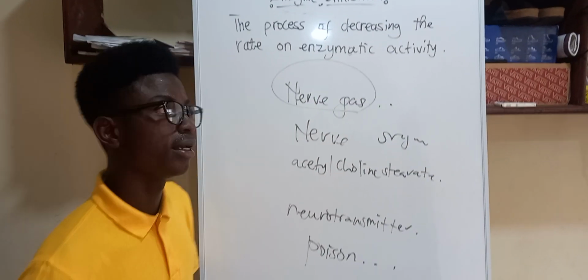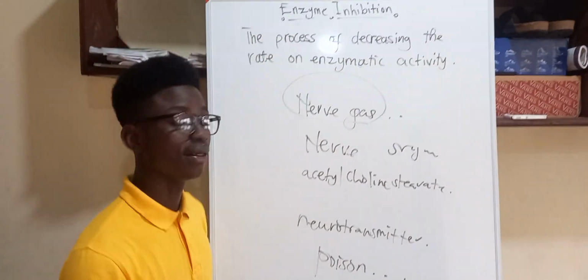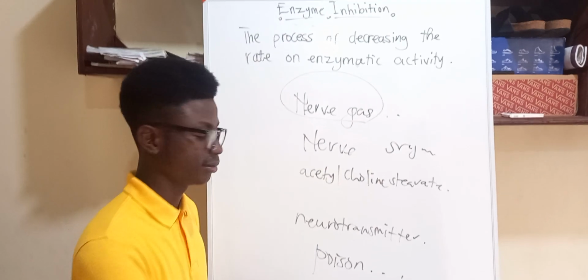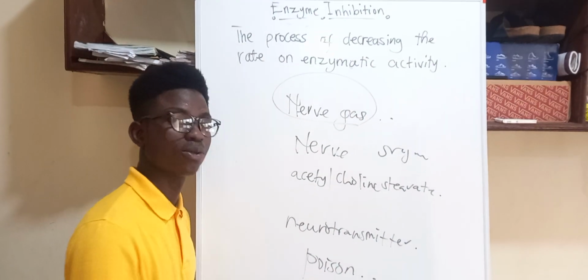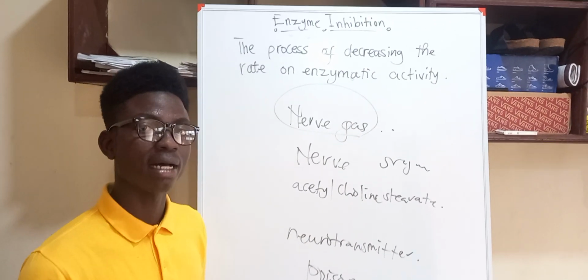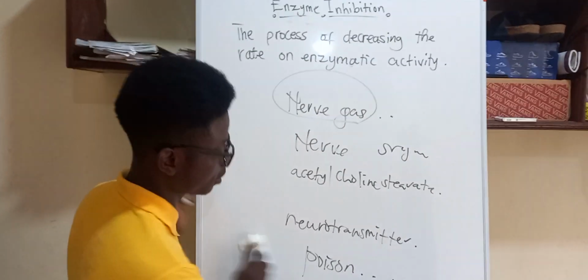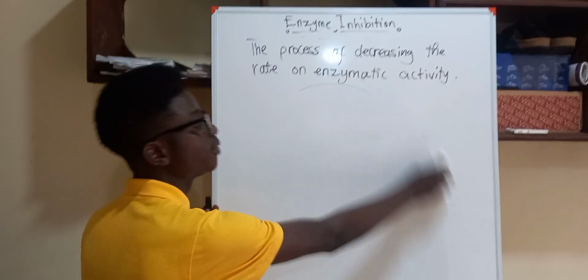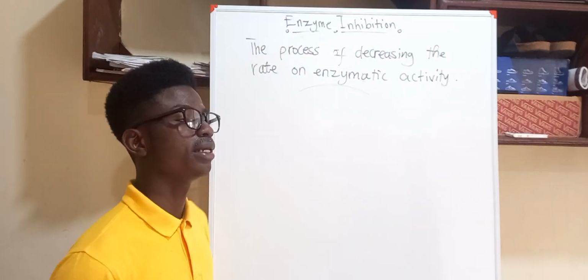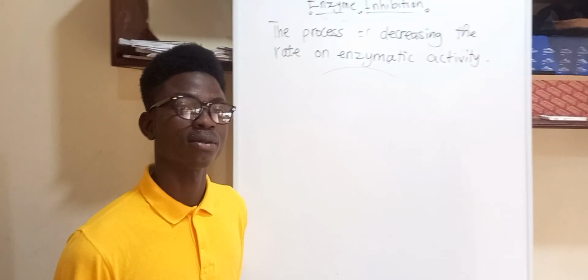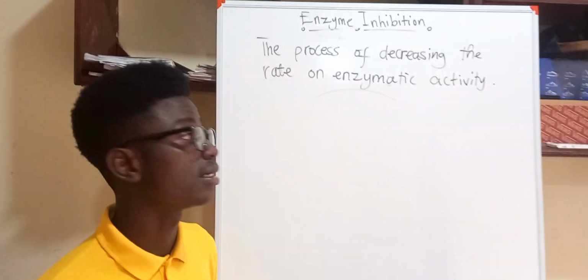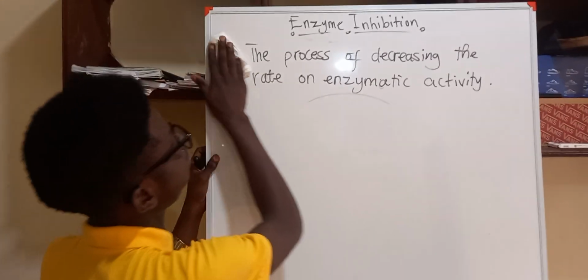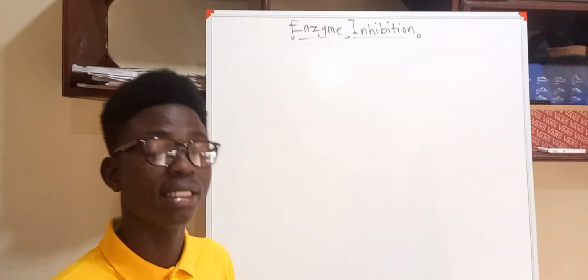So you can see you have inhibitors helping the living system, and you also have inhibitors which are used as poison to kill the living system. So these are some pros and cons of these inhibitors. Not all inhibitors are useful, and not all inhibitors are harmful. Some are useful, others are very dangerous, like the nerve gas. Okay, so today we'll be looking at the types of inhibition, and we have two types.